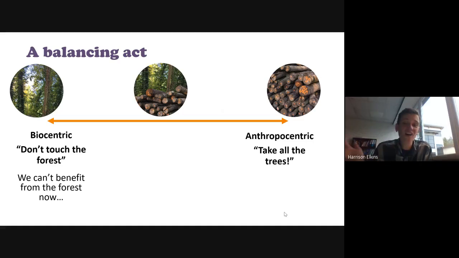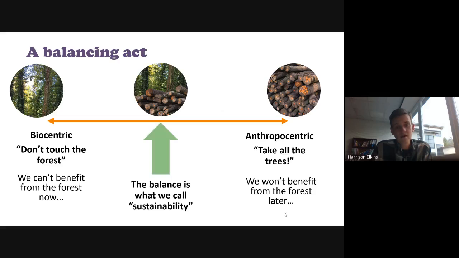Anthropocentric might be like, hey, let's take all the trees, okay? We need this now, we've got to use all the wood. But that might not help us benefit from the forest later. So maybe it's not truly anthropocentric, because we're not really centered on our grandkids who also need that wood. If we chop down all the trees, there's going to be no forest to continue.